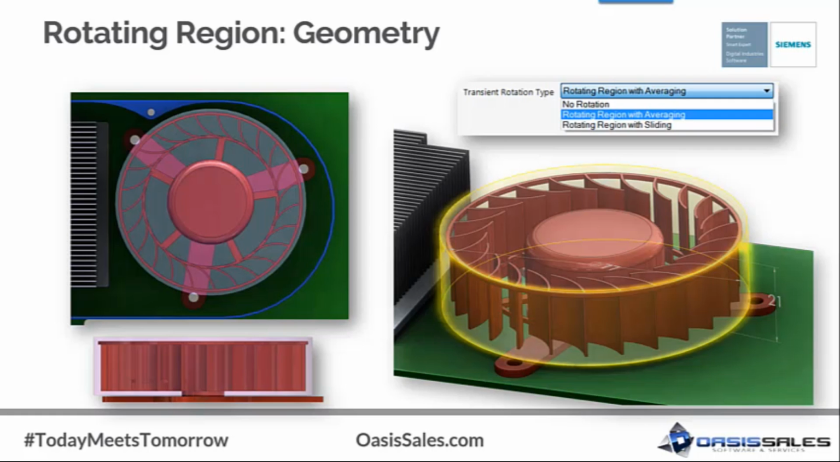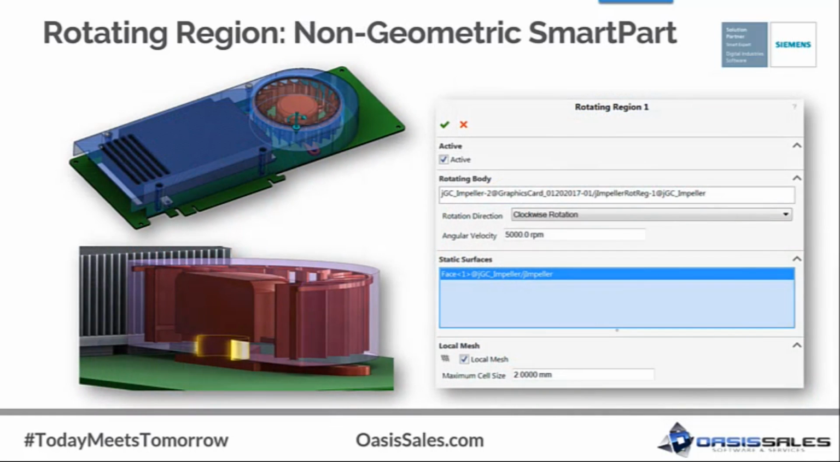At the modeling level in FloTHERM XT, I have chosen rotating region with averaging. The next step is to attach the rotating region non-geometric smart part to the cylindrical body. To attach, you just drag and drop the smart part to the cylinder. With the construction dialog, I specify the angular velocity of 5,000 RPM. I also choose the static base within this region, shown highlighted in the lower left image. The last step I take is to specify a local mesh size of 2 millimeters in the rotating region. Let's take a look at some results to point out some of the recommendations.